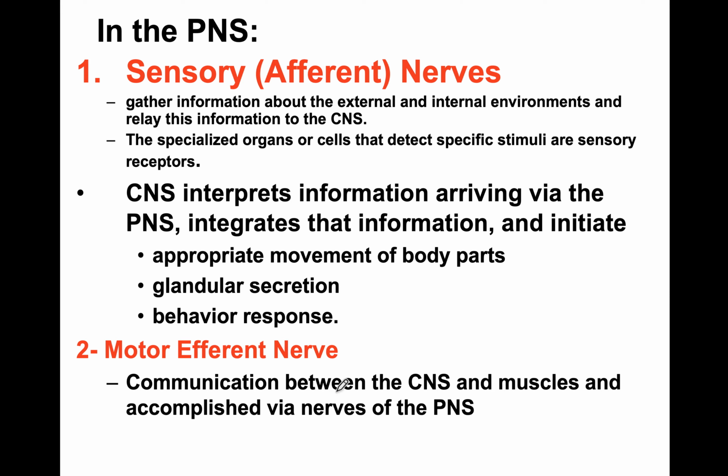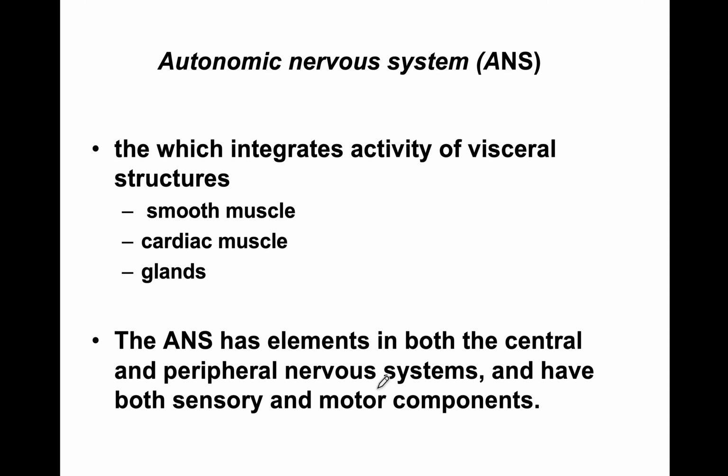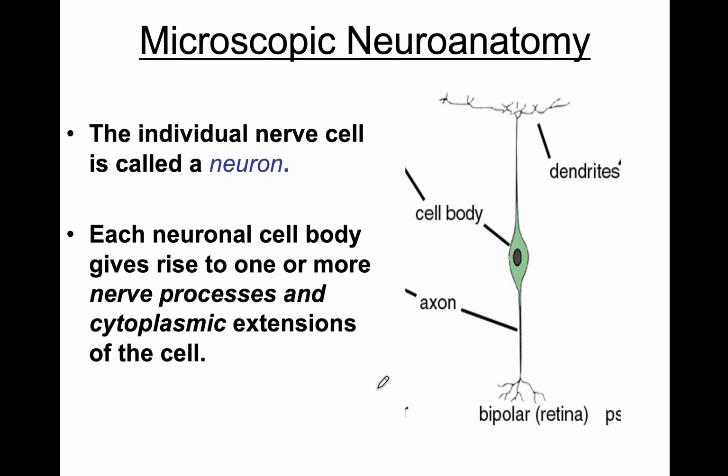And the information that is sent from the brain to the organs will be through the motor, efferent nerves, which provide the communication between the central nervous system and the muscle, and usually this is accomplished by the peripheral nervous system. The autonomic nervous system controls the activity of the smooth muscle, cardiac muscle, and the glands, which are considered involuntary, and usually these are controlled by the autonomic nervous system. And this autonomic nervous system has components both in the central nervous system and also in the peripheral nervous system.